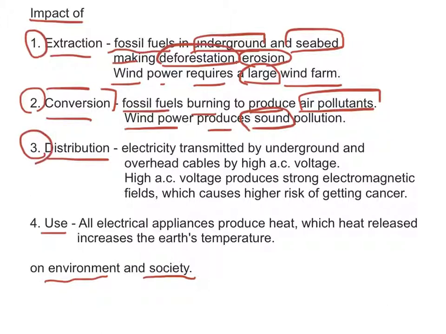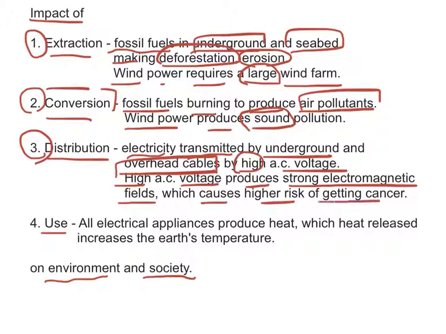For distribution of energy, electricity is transmitted by underground and overhead cables using high voltage. The high voltage will produce a strong electromagnetic field, which causes a higher risk of getting cancer, for example, blood cancer. In terms of use of energy, all electrical appliances will produce heat. The heat released will increase the Earth's temperature, causing global warming.